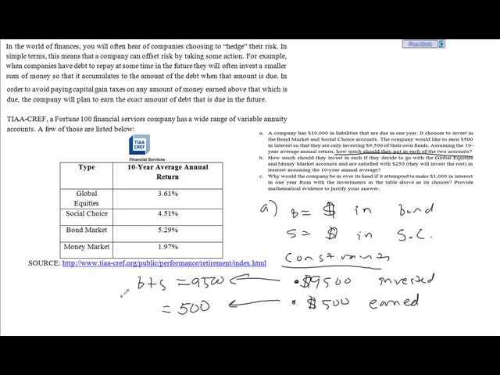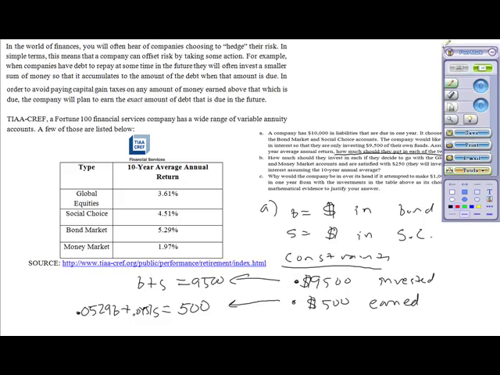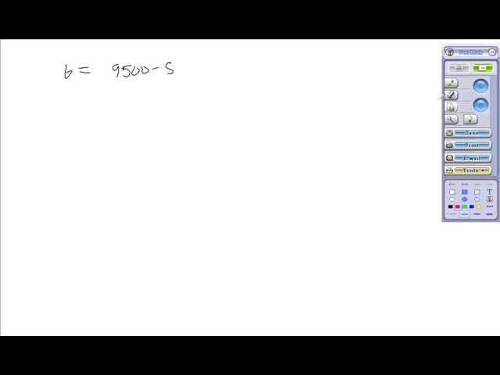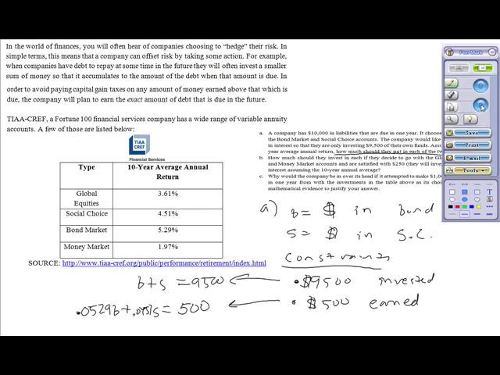Well, it's going to come from the interest on the bond market, which if we assume the annual rate, I'm going to earn 5.29% on whatever I put in bonds, plus I'm going to earn 4.51% on whatever I put into social choice, and that sum needs to be 500. Well, now I can solve this system, so I will solve the first one for B, and that's going to be 9,500 minus S.